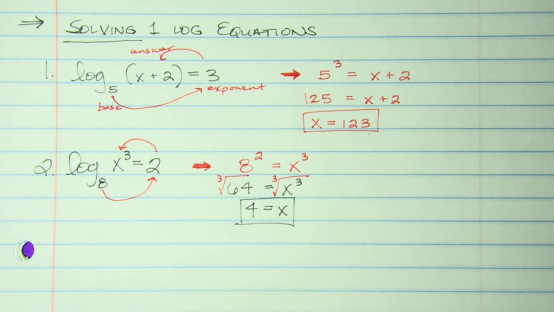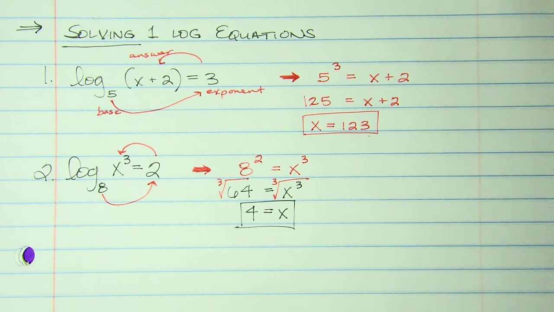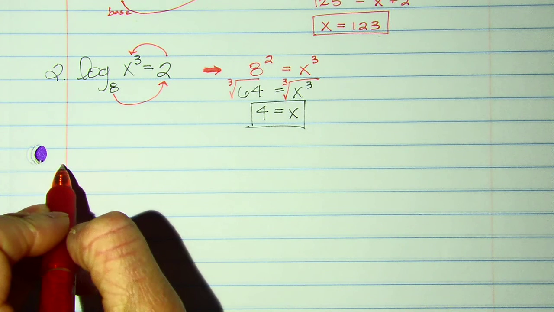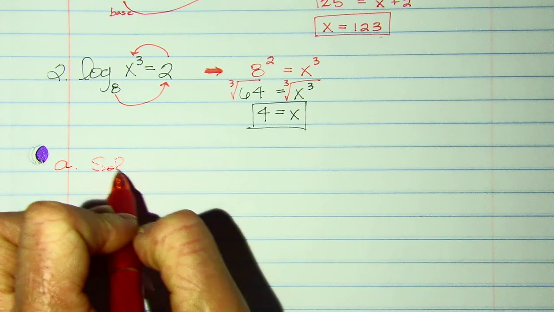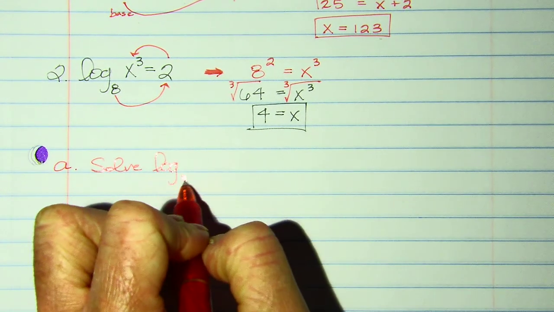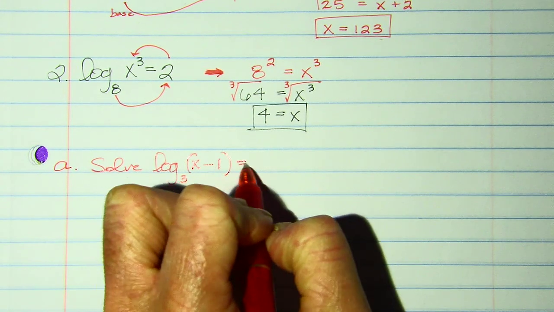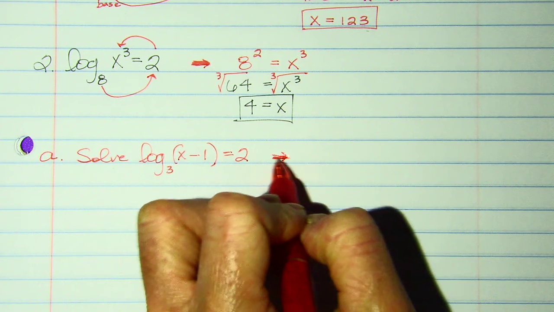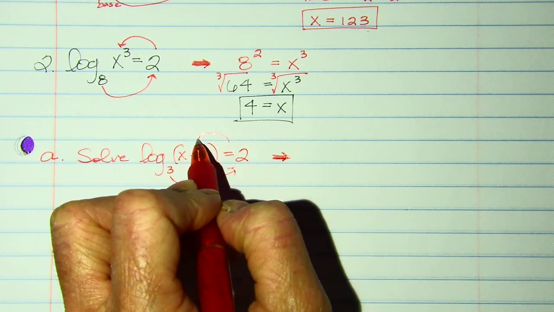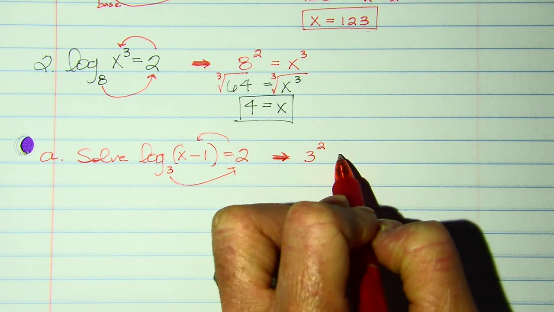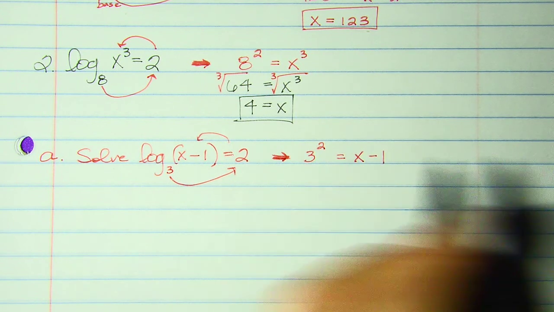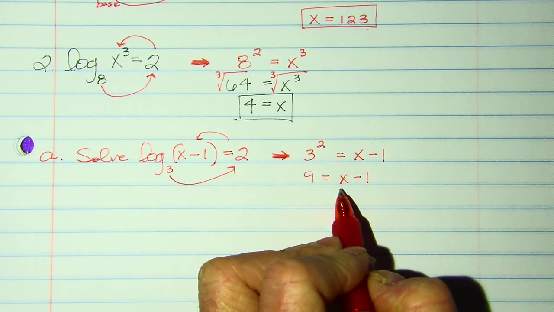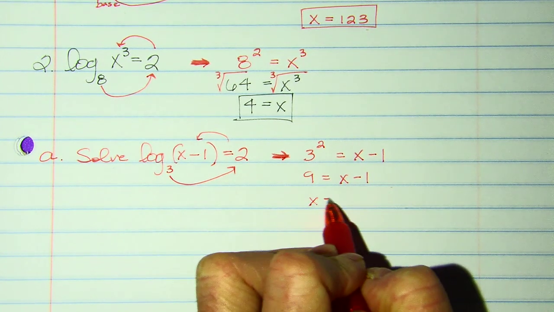All right, so let's dive into our lesson practice. I don't have the page number written down, and I apologize, but part A: solve log base 3 of x minus 1 equals 2. To solve this, we're going to rewrite it: base, exponent, answer. So I get 9 is equal to x minus 1. And so what number take away 1 equals 9? The answer would be 10.